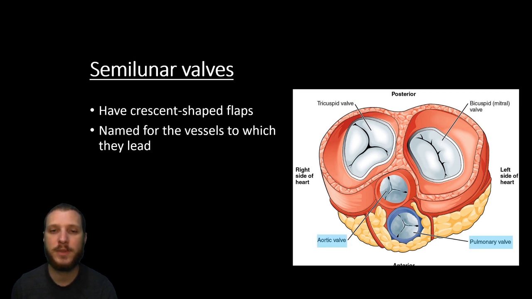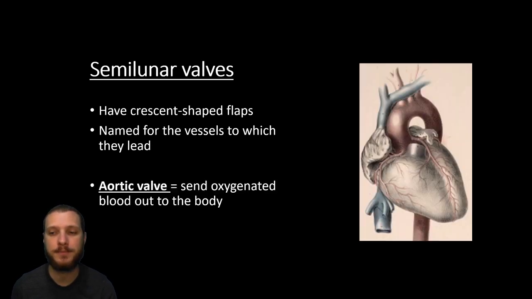And the other two valves, as we said, the semilunar ones, are going to be smaller. Semilunar because they're crescent shaped, so shaped like the crescent of the moon. And they're going to be named after the vessels in which they send the blood. So we have the aortic valve, which is going to send oxygenated blood out to the body. The aorta is going to be the largest artery. So as we pump oxygenated blood out of the heart, it's going to enter the aorta, and it's going to be sent all over the body.